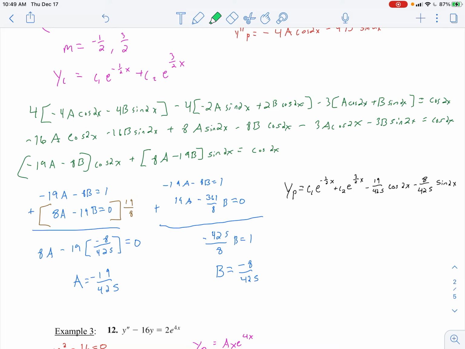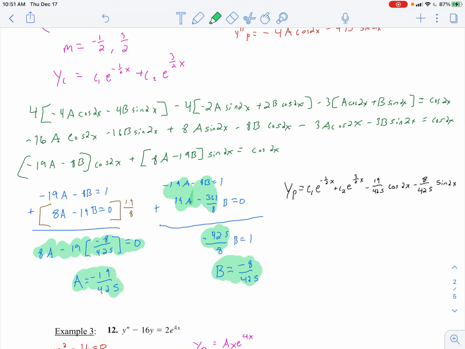When we add these, the a's cancel each other out. The b's give us negative 425 over 8 b, which is equal to 1. So b is equal to negative 8 over 425. Then over here on the left, we plug in for b, negative 8 over 425. I'm not going to multiply the negative 19 and negative 8 because I have an 8 with a. I know the 8's will cancel each other out. When I divide by 8, the negatives cancel, and I'm left with a equals negative 19 over 425.